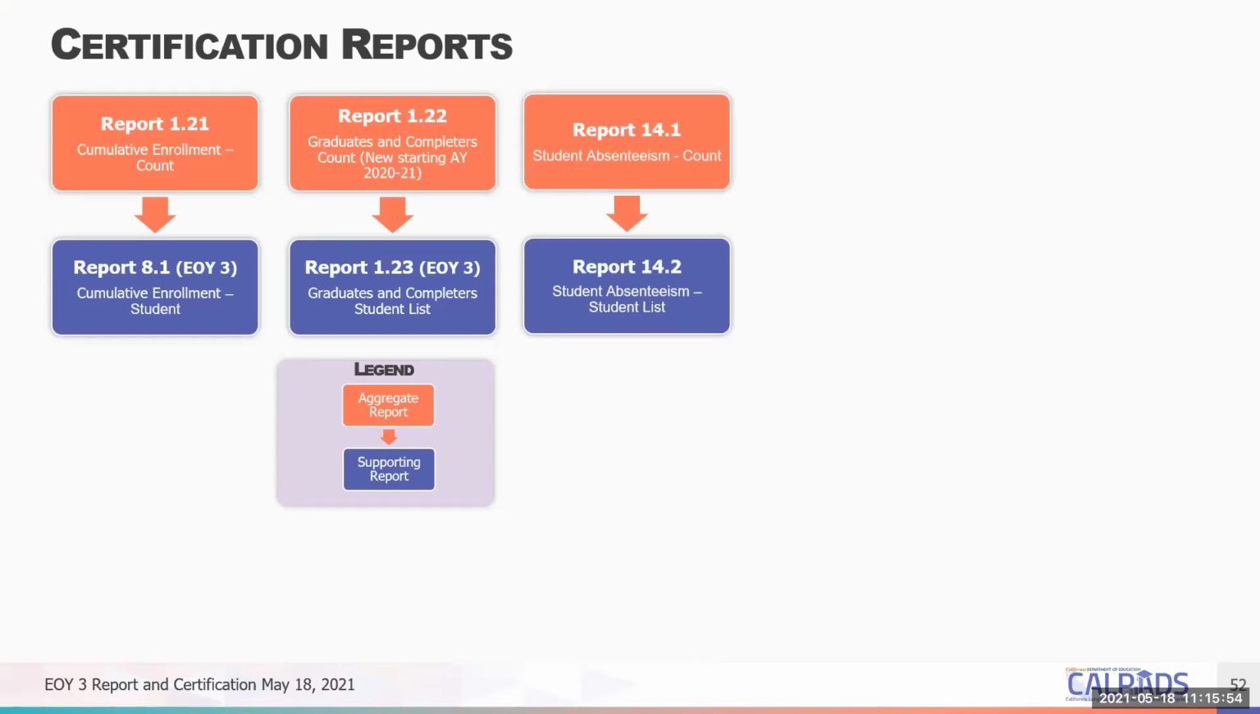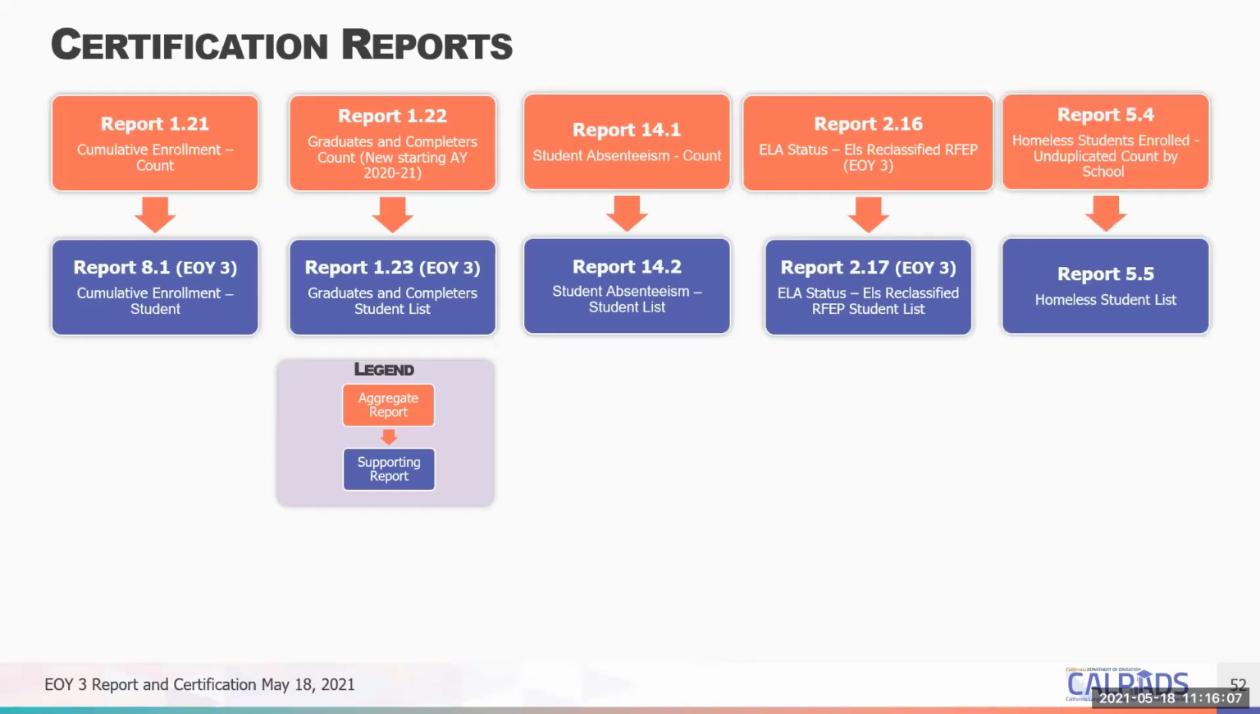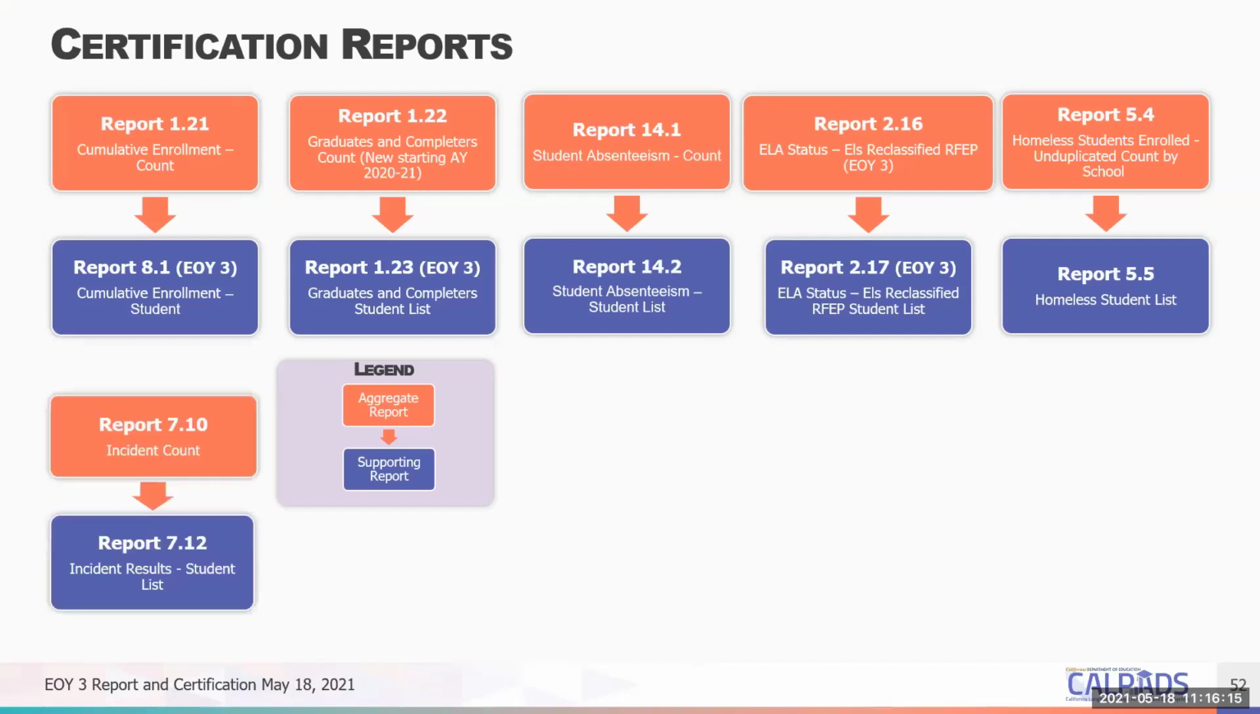Then you have your stats information. You have your student absenteeism count, 14.1, which is supported by 14.2, the student list. And you have your ELA status report, which is section 2.16, replacing the fall 1 reports, and it's supported by the student list, 2.17. And then you have your homeless reports, right? Count of homeless students, that's report 5.4, supported by the student list, 5.5.